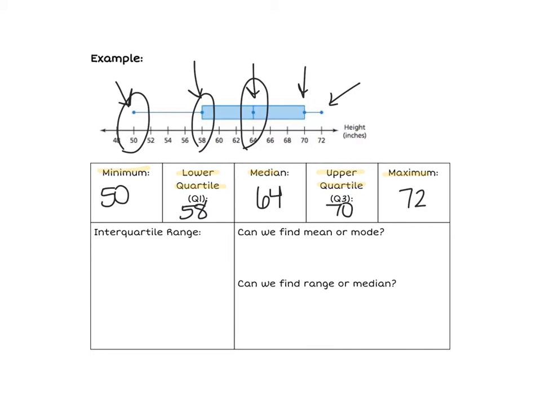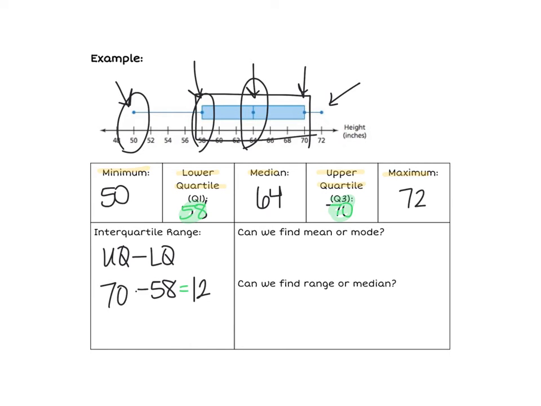The interquartile range, if you remember from before, is the upper quartile minus the lower quartile. So 70 minus 58, and we identified those values up here, 58 and 70. And when we subtract those, our interquartile range is 12. So there is a range of 12 numbers in that box.